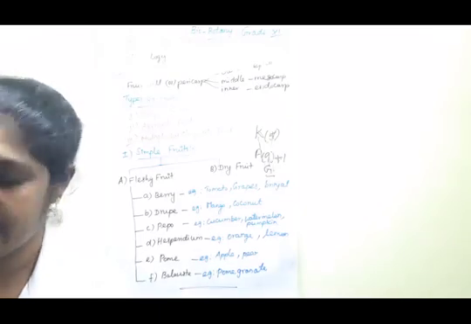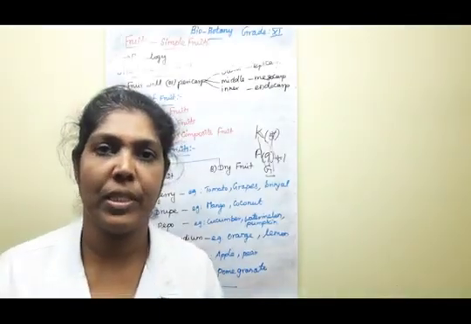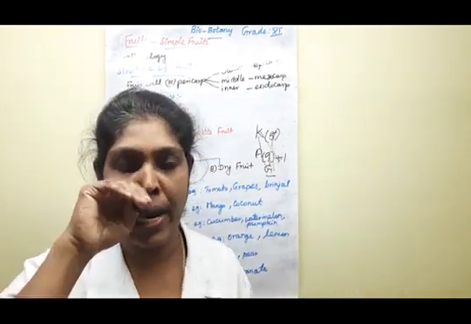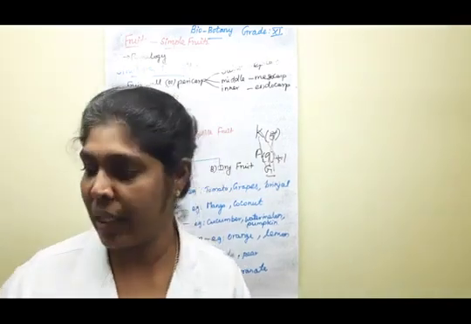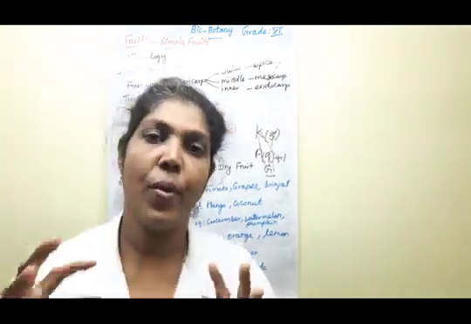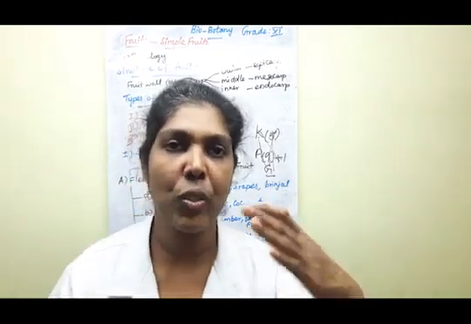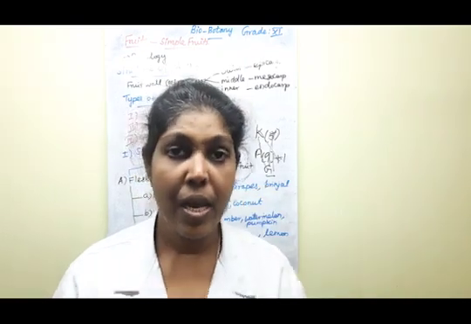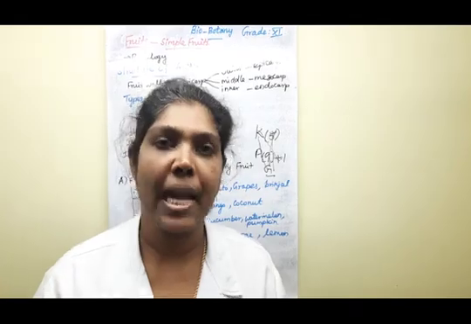Okay, so these are the types of fleshy fruits. Clear? Let us learn them one by one: how each is derived, how many carpels are there, and how the pericarp region is represented. We are going to learn that one by one. The first type is the berry type of fruit.